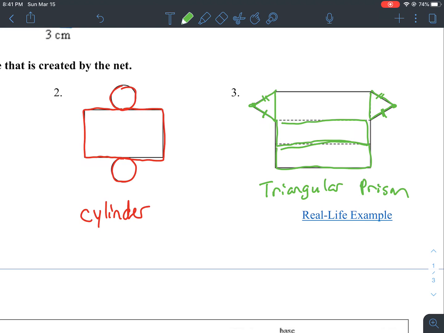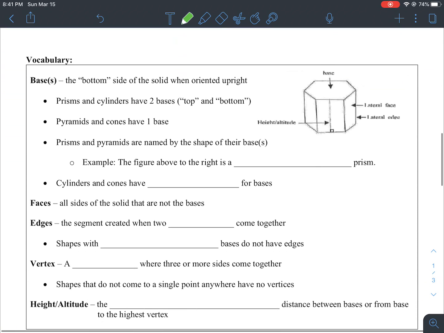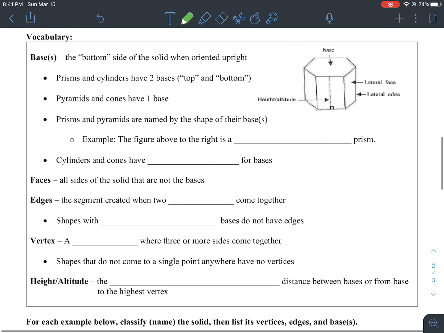I won't do it, but if you'd like to click on that link that says real life example, it'll take you to a picture of something that will have that same shape in real life. Okay. Now, this first day is going to be very, very heavily based in vocabulary because the rest of the unit is going to correspond back to these vocabulary words.